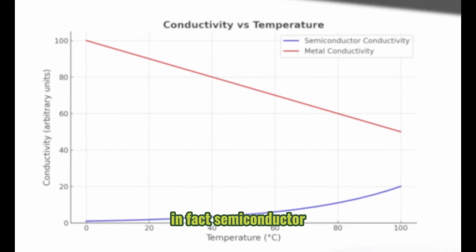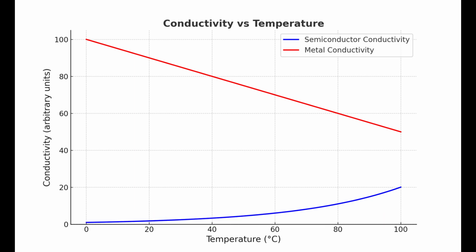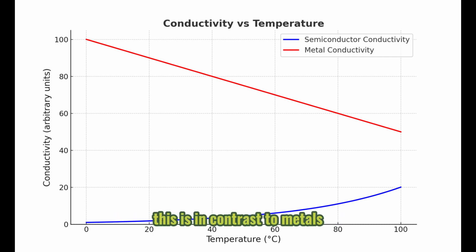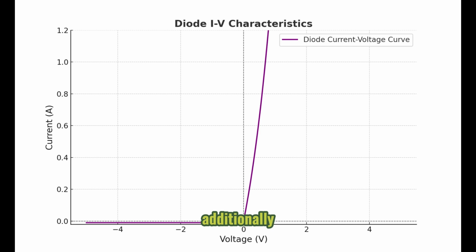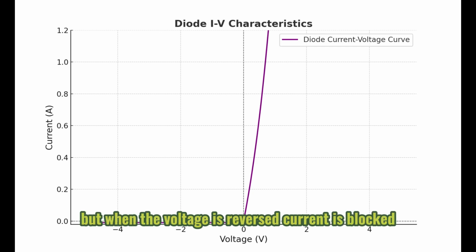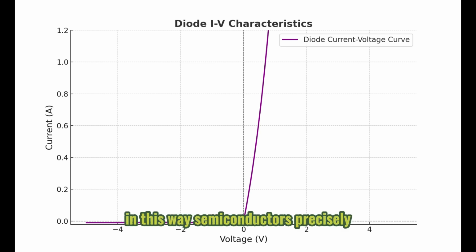So, how do semiconductors regulate electricity? In fact, semiconductor conductivity is influenced by environmental factors, especially temperature. When temperature increases, the conductivity of semiconductors also rises. This is in contrast to metals, whose conductivity decreases with higher temperature. Additionally, when voltage is applied to a semiconductor, its conductivity can change. For example, in a diode, when the voltage direction matches the semiconductor material, current flows smoothly, but when the voltage is reversed, current is blocked. In this way, semiconductors precisely control the flow of electricity, regulating signals in electronic devices.